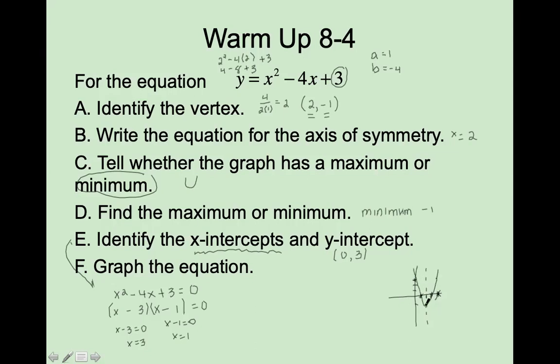And there's my graph. It has a minimum. It has x-intercepts at 1 and 3. It has a y-intercept at 3. And I used my axis of symmetry to find another point on the graph.